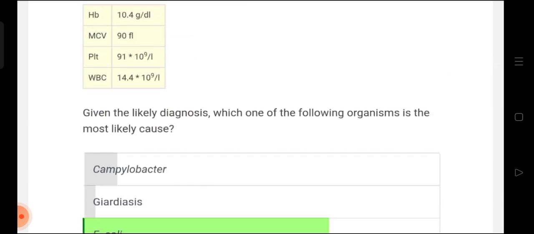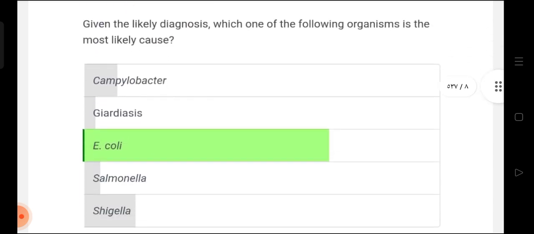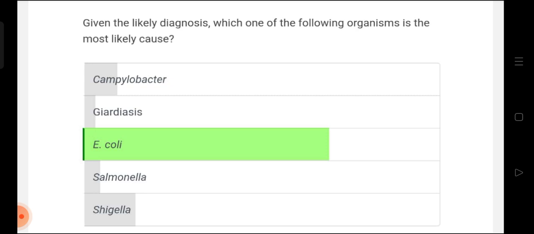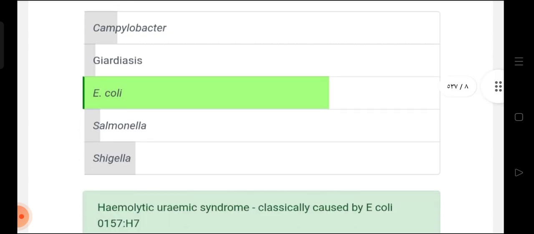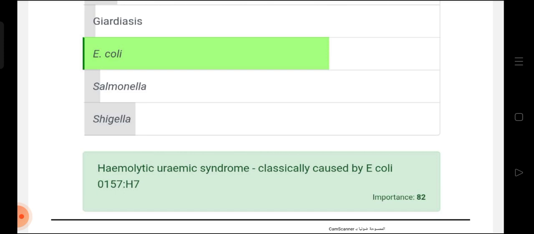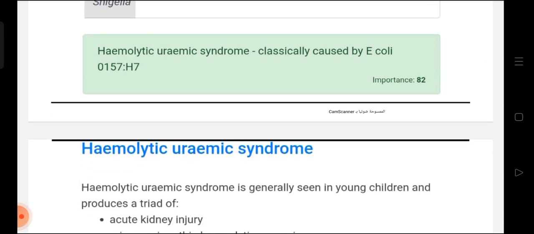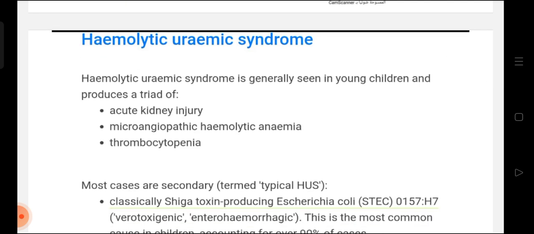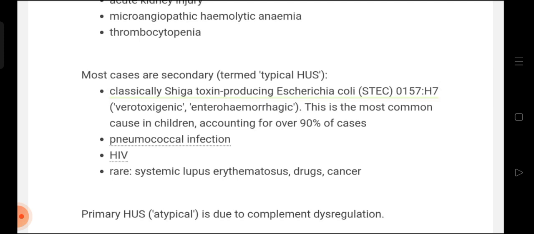Okay. So the main cause of typical HUS is E. coli. Hemolytic uremic syndrome is classically caused by E. coli strain O157:H7. Okay. Hemolytic uremic syndrome is generally seen in young children and produces a triad of acute kidney injury, thrombocytopenia, and microangiopathic hemolytic anemia. Most cases are secondary to typical HUS.